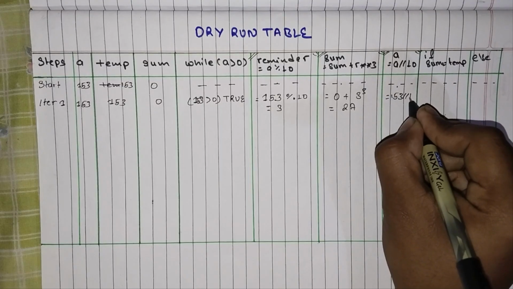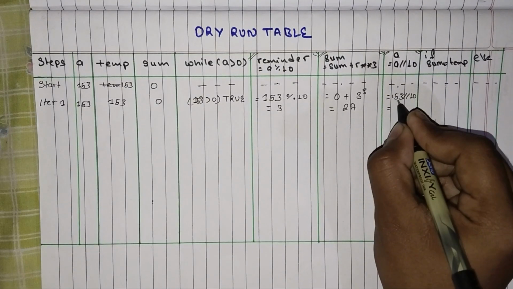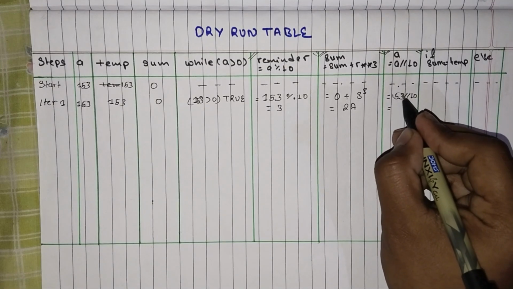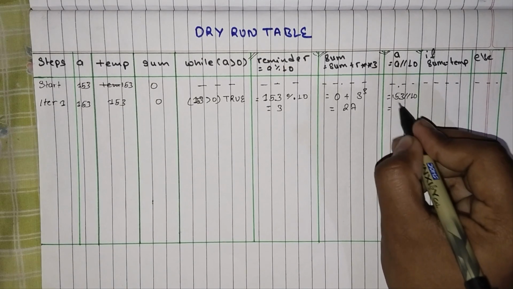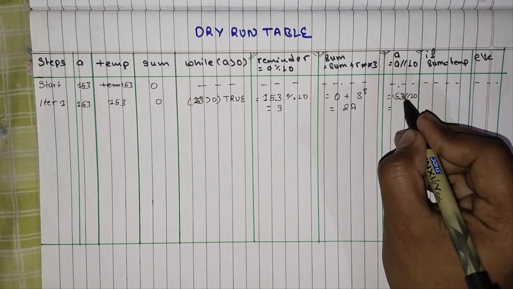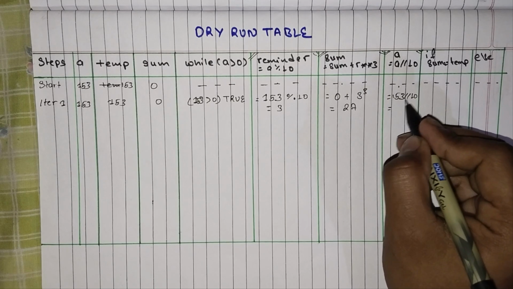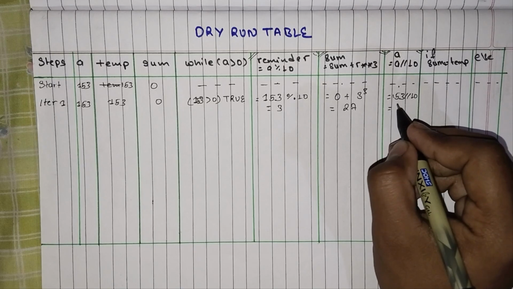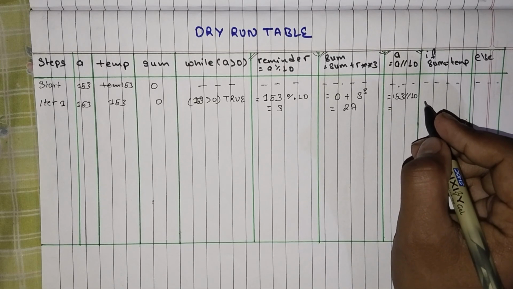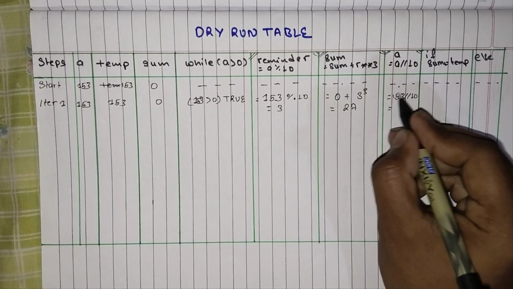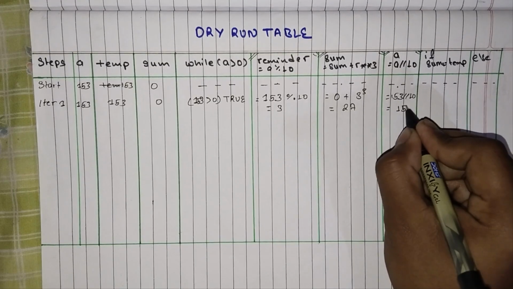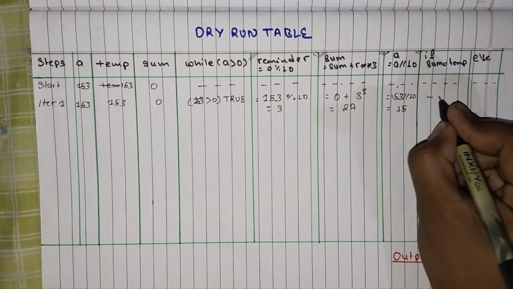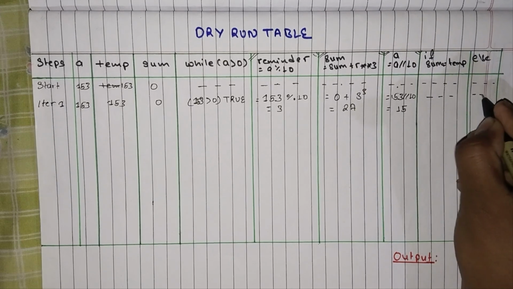Now again, 153 floating division 10, that means 15.3, right? When we are dividing 153 by 10. And now the 3 will be deleted, and only 15 will remain, as it deletes the remainder and only writes 15. Now let's just write 15, and again we are not outside of the loop, so we will also give dash dash dash.